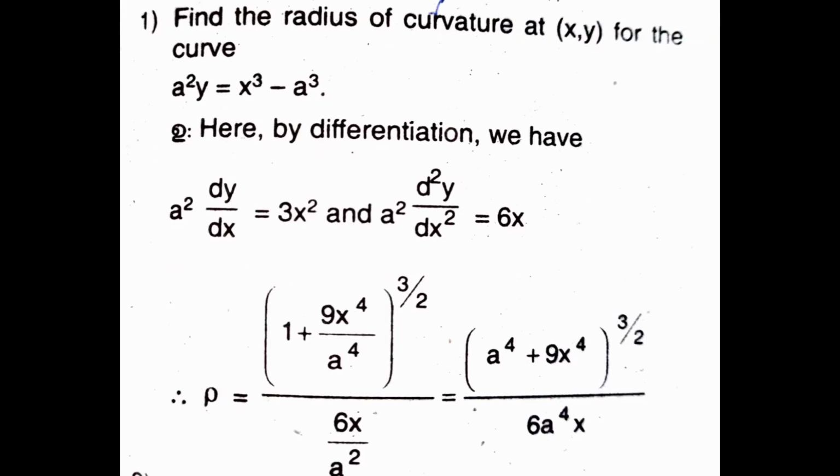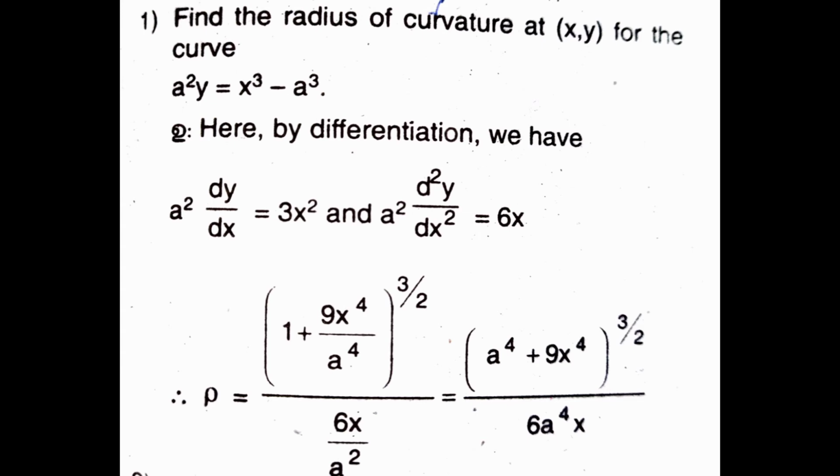For example, find the radius of curvature at (x, y) for the curve a square y equal to x cube minus a cube. Here, by differentiation, we have a square into dy by dx equal to 3x square, and a square into d square y by dx square equal to 6x.